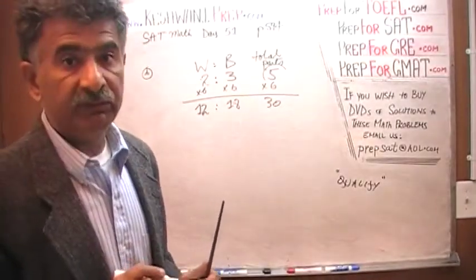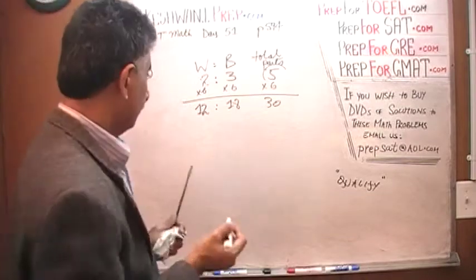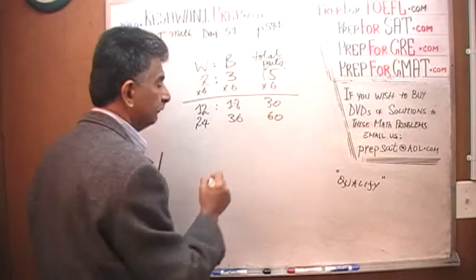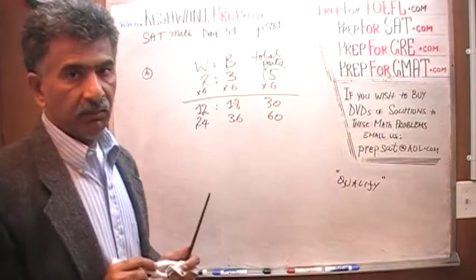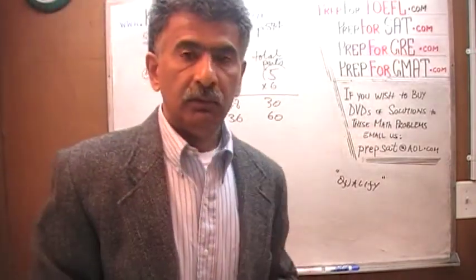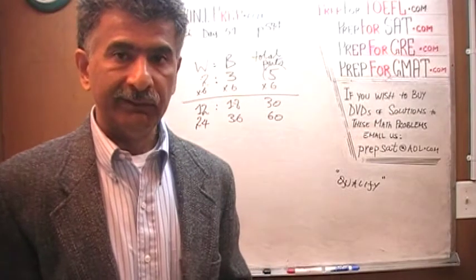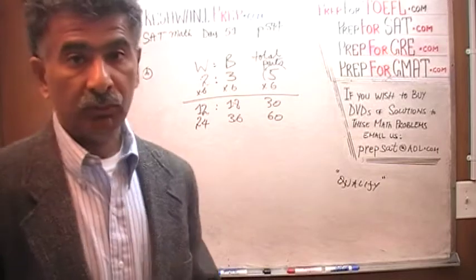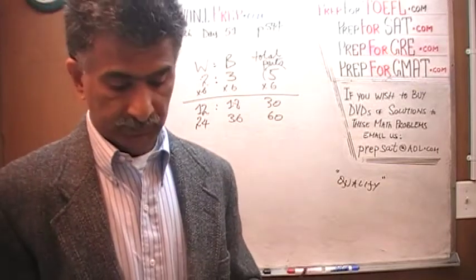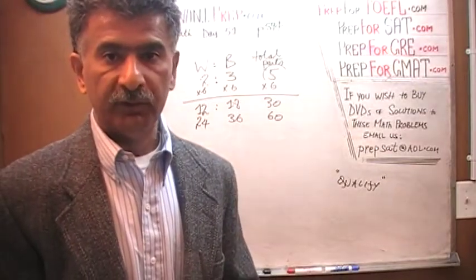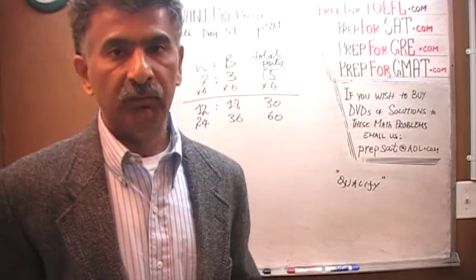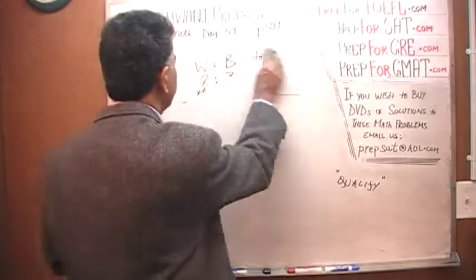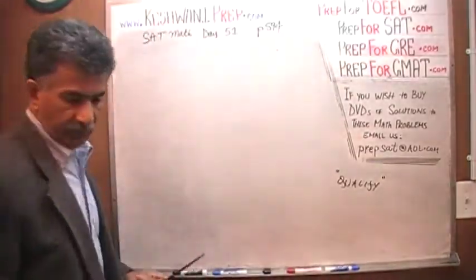60 is also possible. 60 is a multiple of 5. For 60, you will have twice as many: 24, 36, and 60. But 12 is not possible. It is not possible for this basket to contain 12 eggs, given the fact that the ratio of white eggs to brown eggs is 2 to 3. It is impossible. It cannot be 12, or 13, or 11, or 17. It must be some multiple of 5. The answer is B. And that was the end of question number 6.